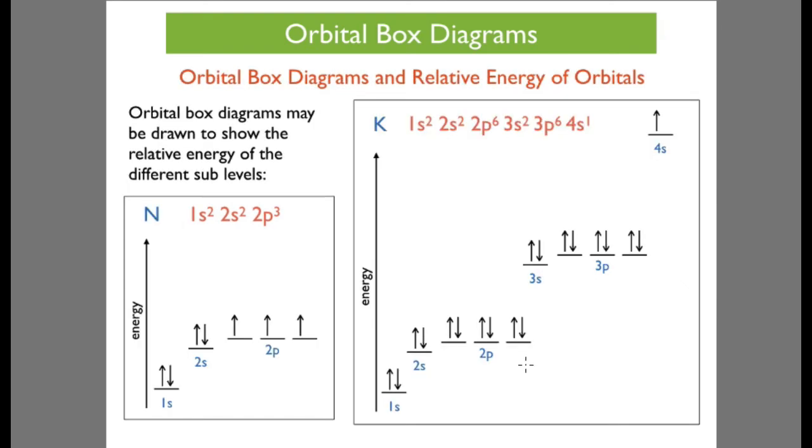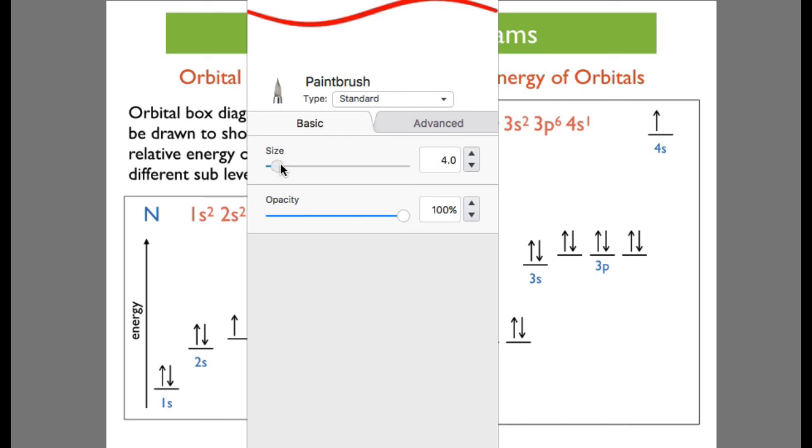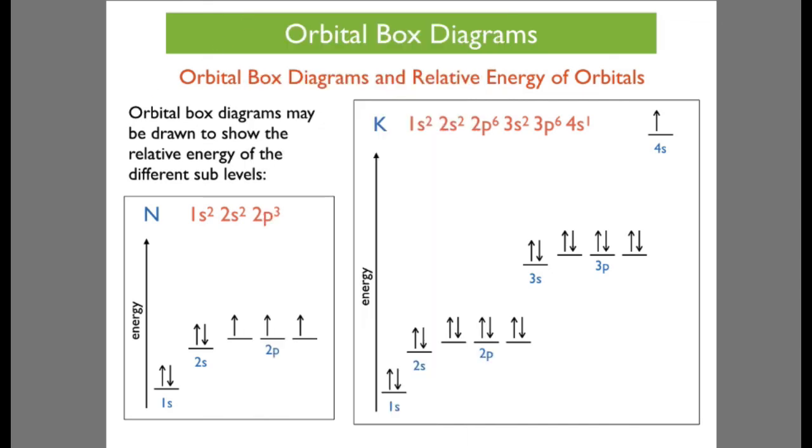Here are some other types of orbital box diagrams. Sometimes you would see it with them drawn with boxes like this too. You can see here that the orbital box diagrams may be drawn to show the relative energy of the different sublevels. So I've got 1s here, and that's at a lower energy. Then a 2s at a slightly higher energy level. And then you see the small difference in energy levels between 2s and 2p.